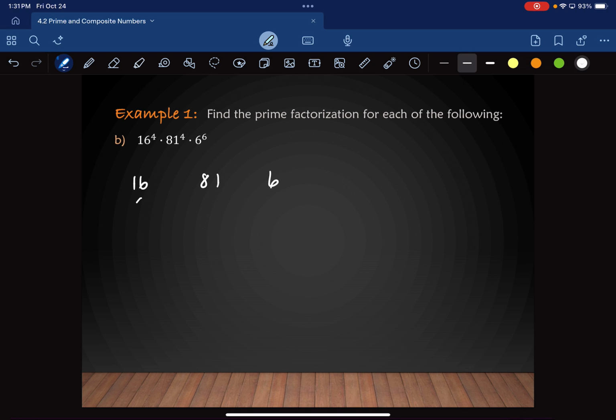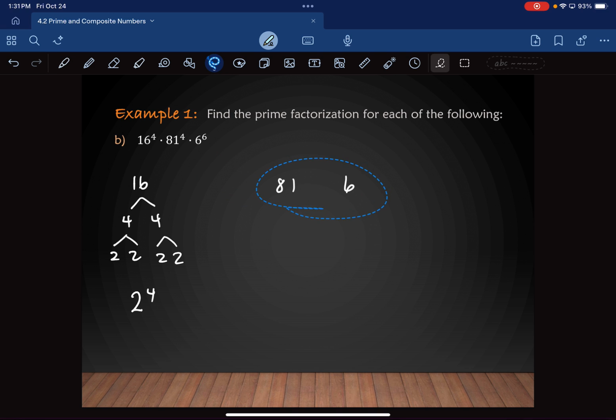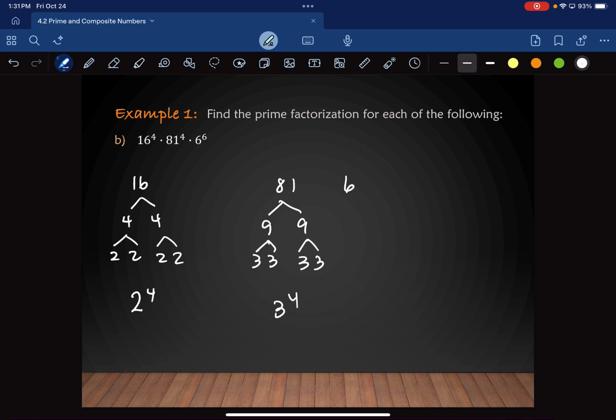So if I do a factor tree for 16, I'd get 4 and 4. The 4s will all give me 2s. So this gives me 4 2s. So, okay. All right, let's do this for 81. 81 factored, 9 and 9. 9s break down into 3s. So I have 3 to the 4th. And then I've got 6. 6 is 2 and 3. So I just have 2 times 3.